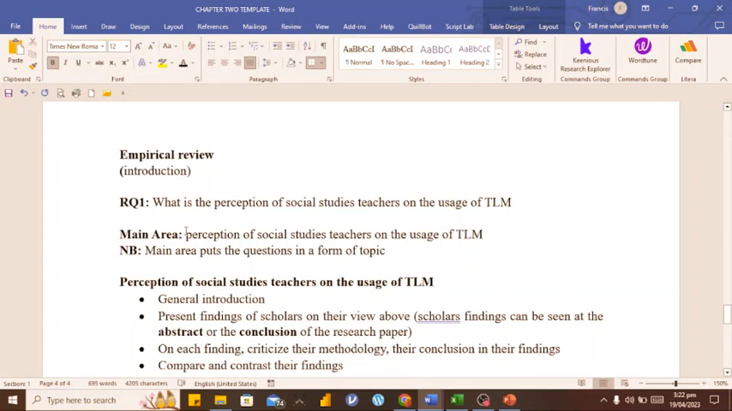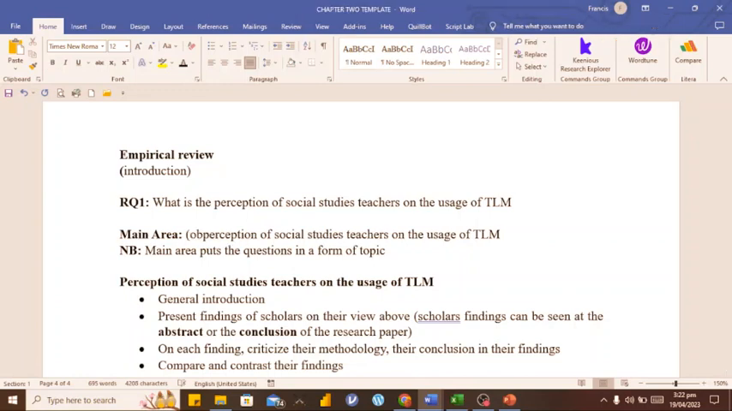So the title won't be "what is the perception," no. I have to break it into the form of a title. So my title will be the perception of social studies teachers on the usage of TLM. You can see that with the main area, the title is normally found in the objective section. So this one will become the title that you're going to use.